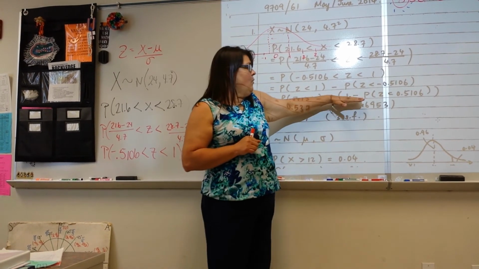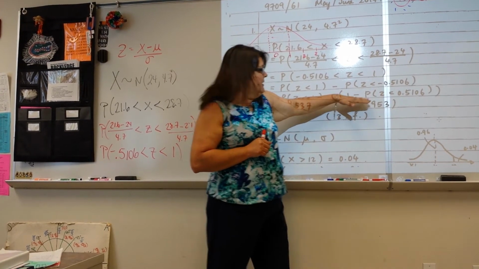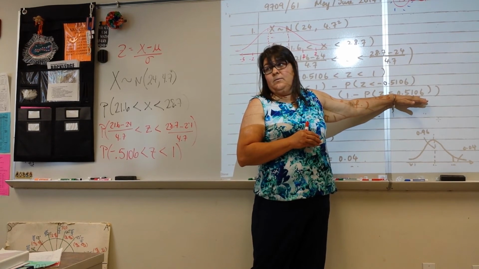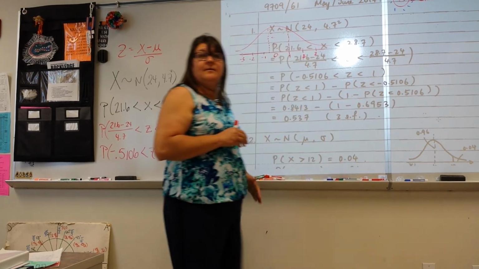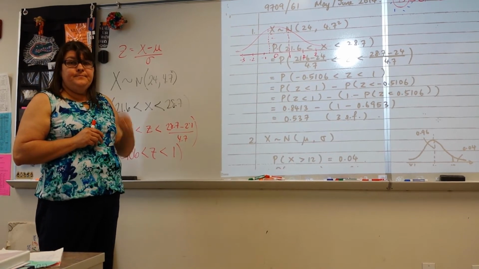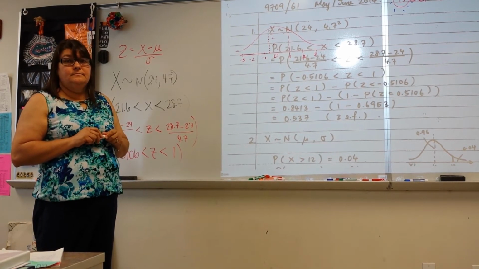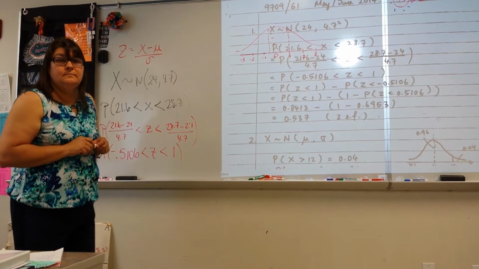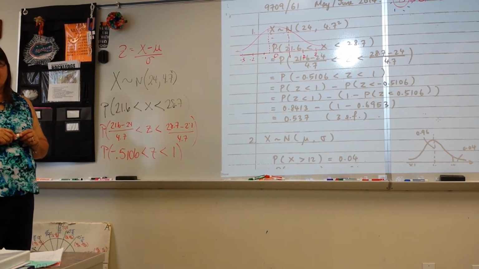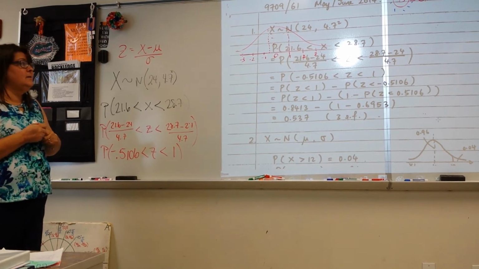Well, it's 1 minus the probability of z is less than positive 0.5106. Yes. How is that a mirror image? So you got the negative 0.5106 going back from there, and that's a mirror image of the positive 0.5106. Could you draw it? Can I draw it?